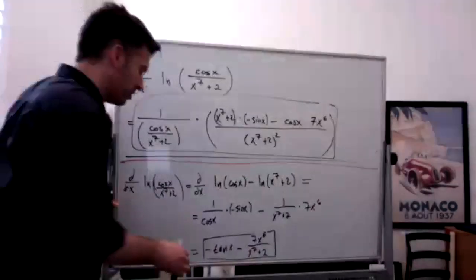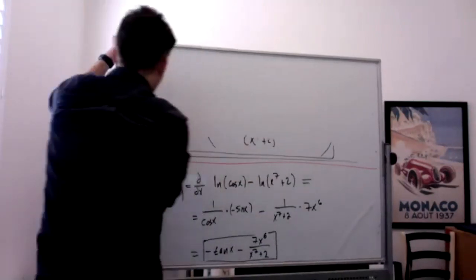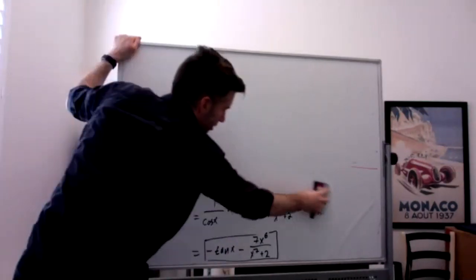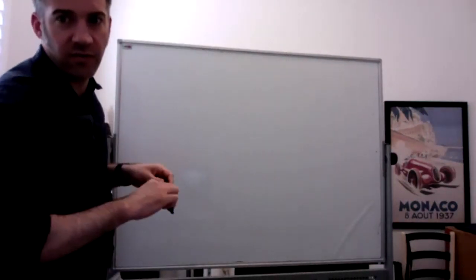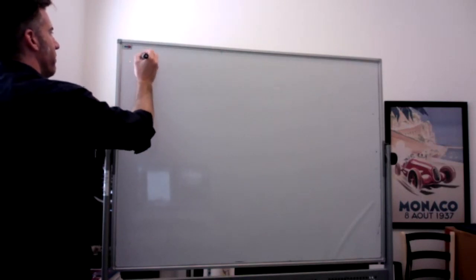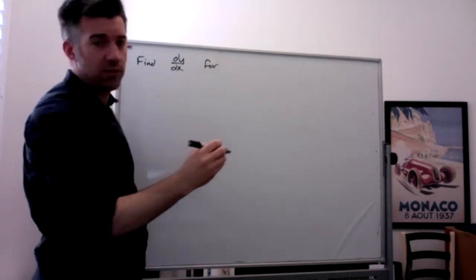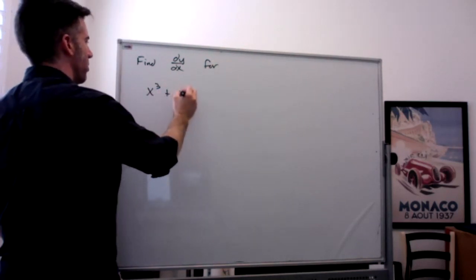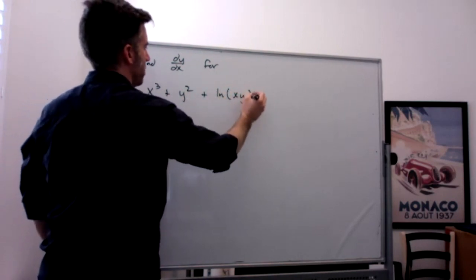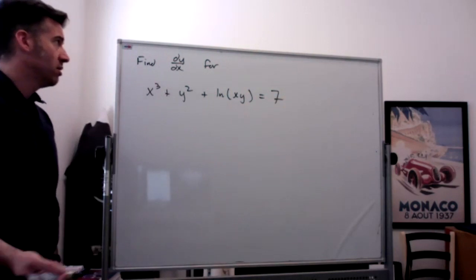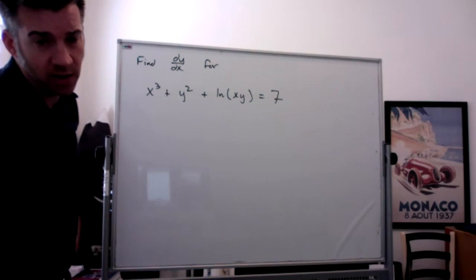Let's do another, let's go back and do an implicit one just for fun. Just for fun, right? So let's say I want to find dy dx for x cubed plus y squared plus the natural log of xy equal to 7. All right, same process. Yeah, I could definitely talk about that again.